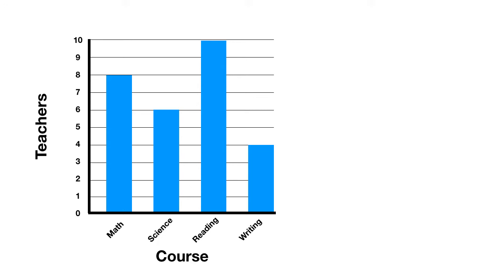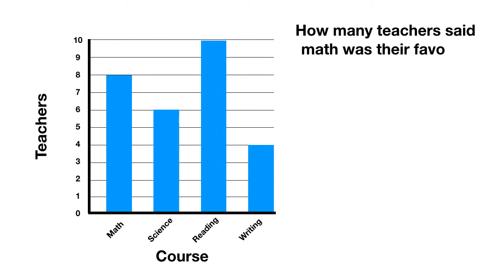Today we're going to go over how to read bar graphs, then you'll have a chance to practice. In this graph, teachers were asked their favorite subject in school. The results are shown. Our first question is, how many teachers said math was their favorite subject? Well, if we look at the math column, we can see that the bar goes all the way up to 8. So we can say 8 teachers had math as their favorite subject.